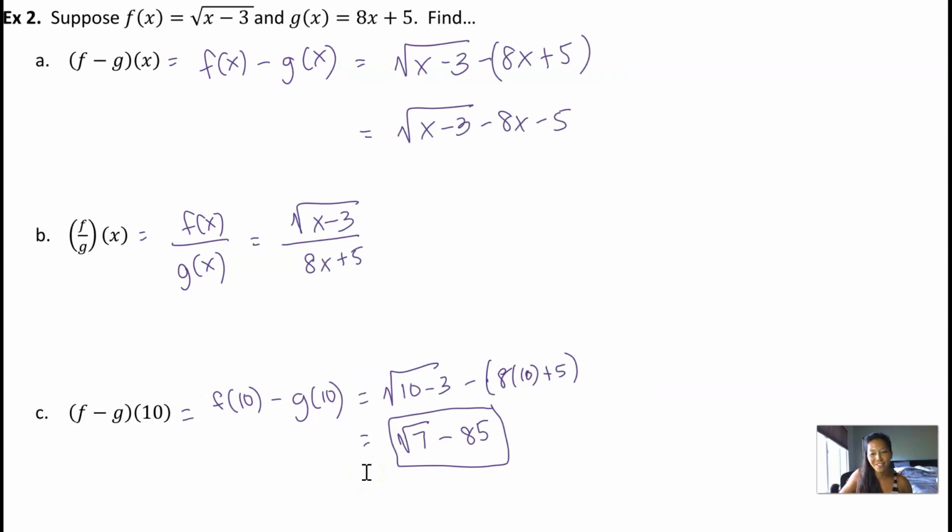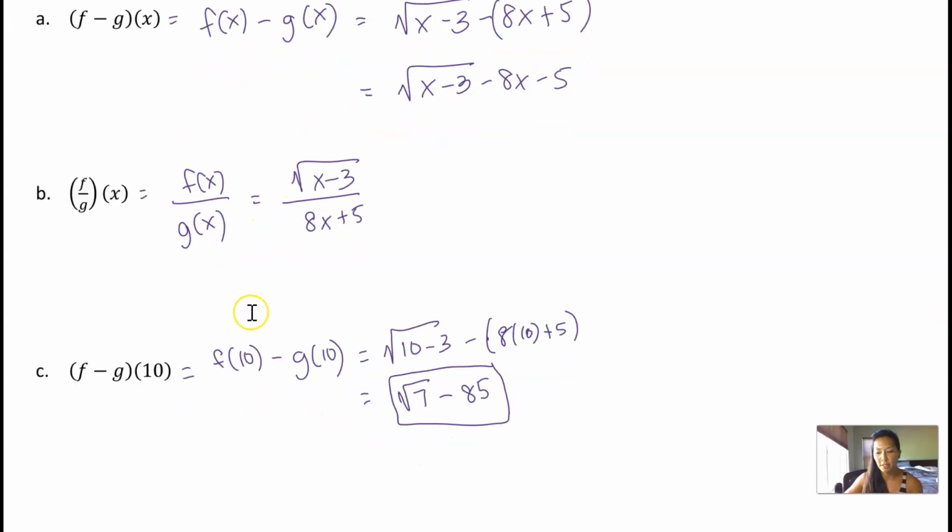All right, check your answers. The first one should be the square root of x minus 3 minus 8x. Now we have to remember to distribute that minus, so it's going to be a minus 5. The second one is the square root of x minus 3 all over 8x plus 5. And the last one you can evaluate, so you plug in 10 for both functions, and don't forget to subtract that 5 as well, so it's going to be minus 85. Okay, so this is combining 2 functions algebraically. Above it was graphically, now this one is algebraically.